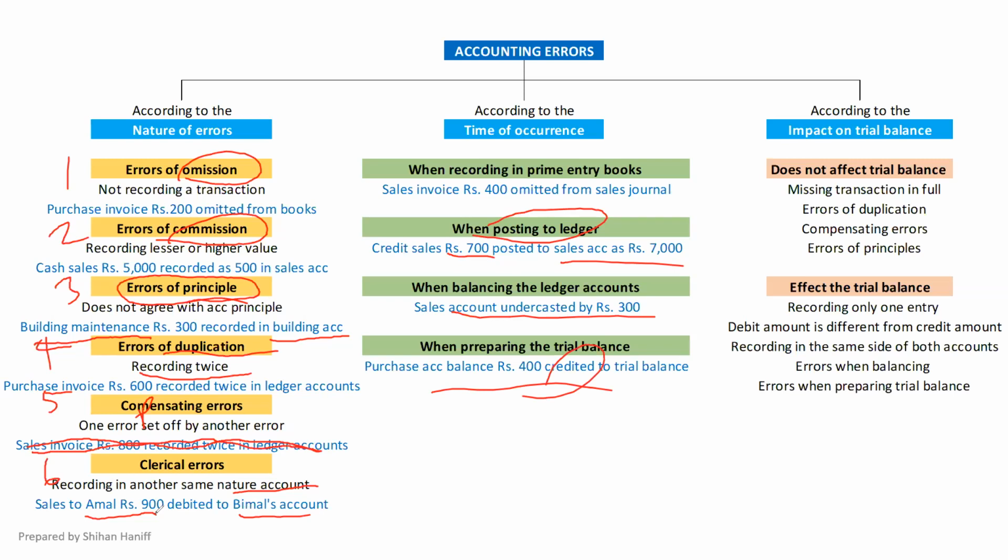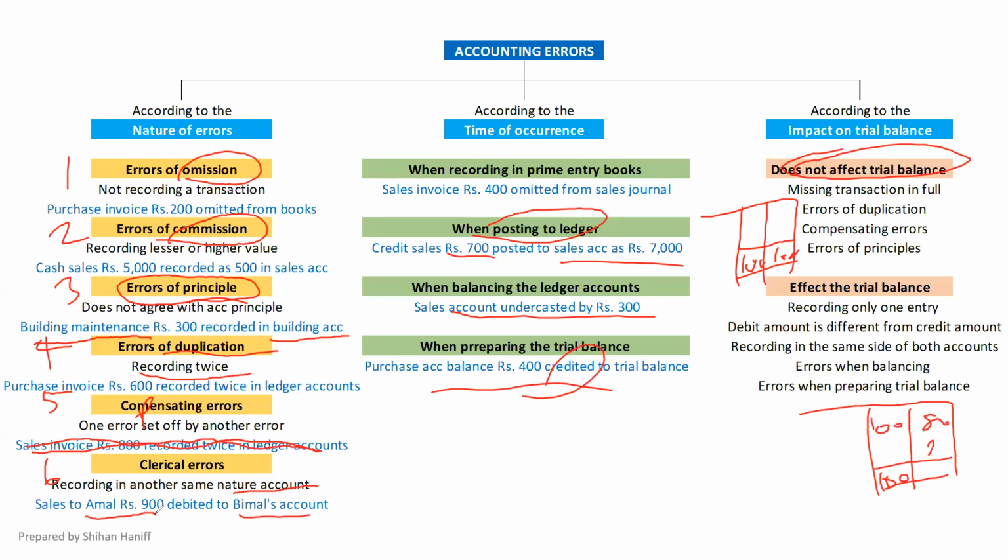Okay, so let's move to an example. Before that, you need to understand another thing. If the error does not affect the trial balance, your trial balance debit and credit sides will be equal. If the debit is 100, credit is also 100. But if the trial balance is not equal, let's say debit is 100, credit is only 80, then the difference will be transferred to an account called suspense account.